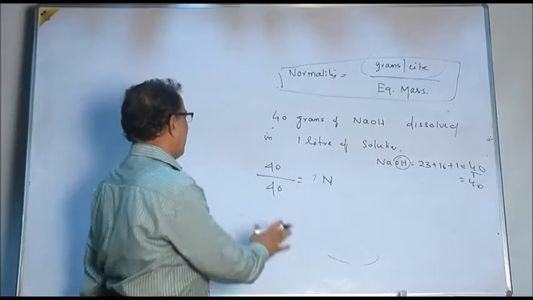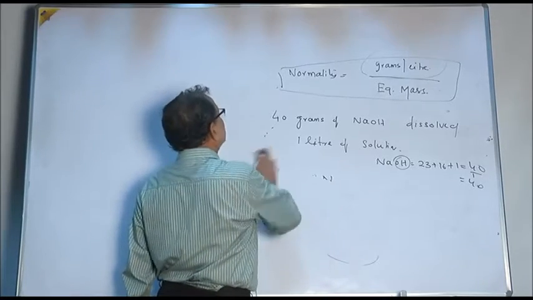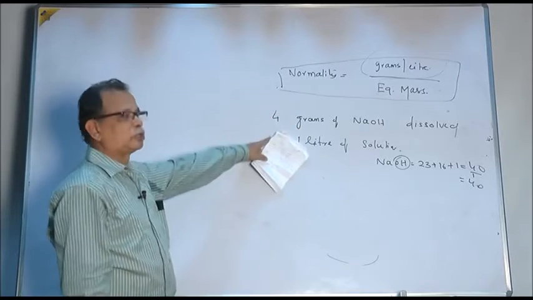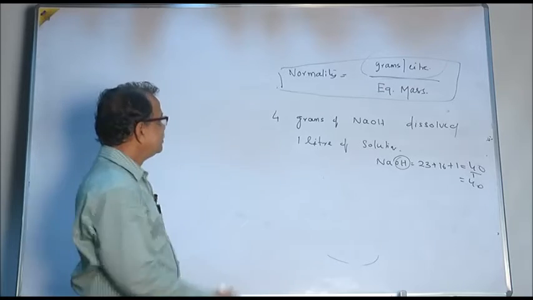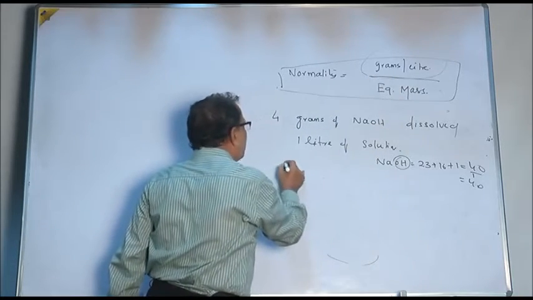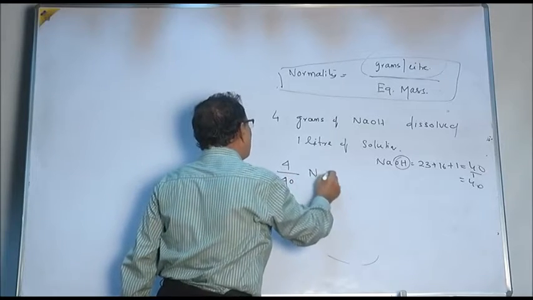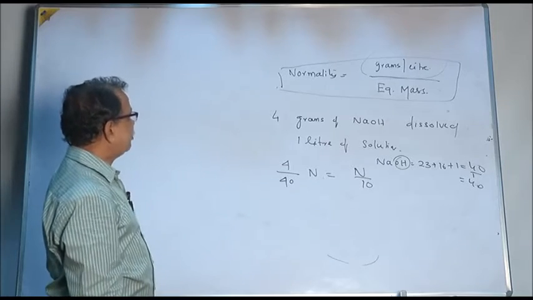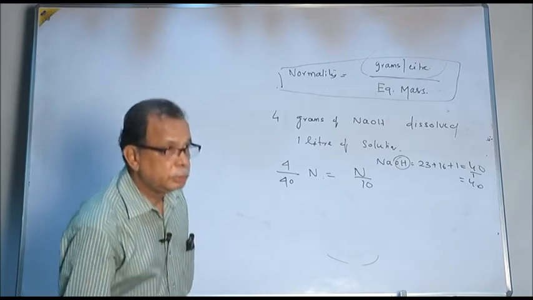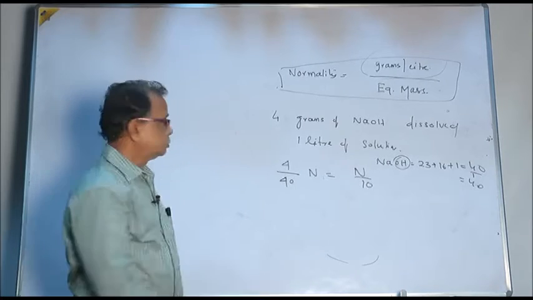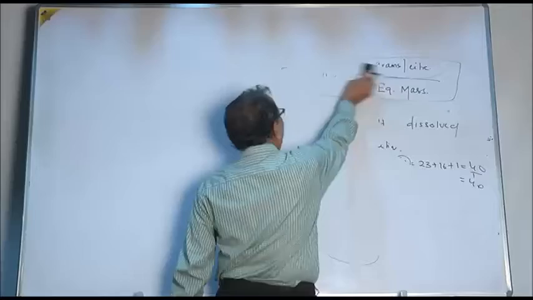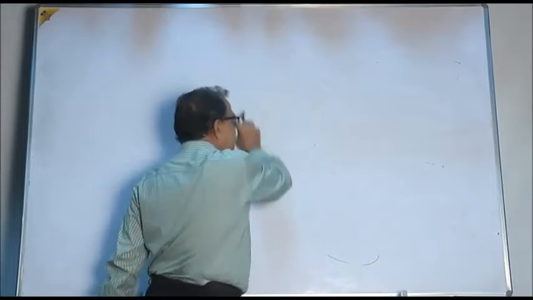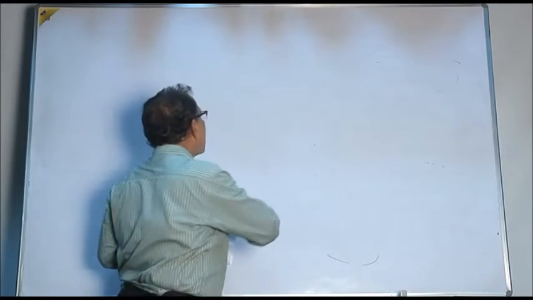Suppose the question changes: 4 grams of sodium hydroxide is dissolved in 1 liter of solution. In that case, what will it be? 4 grams means grams per liter is 4. 4 by 40 N normality, that is called N by 10. The solution is called N by 10. Similarly, we can find out the normality. Then, suppose this is the normality. Now you have to find out the molarity. How can we find out the molarity?